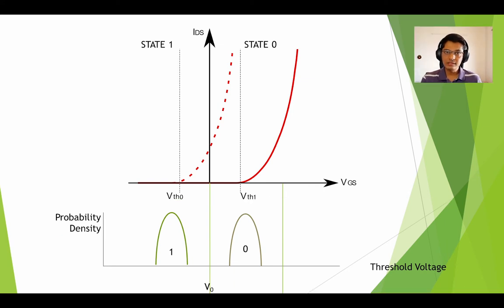Now, to read the data present in the transistor, a read reference voltage of V0 is applied to the control gate of the transistor. Sense amplifiers in the circuit then check for channel conductivity. If the channel is conductive at this voltage, the bit stored in the cell is inferred to be 1, otherwise it is inferred as a 0.